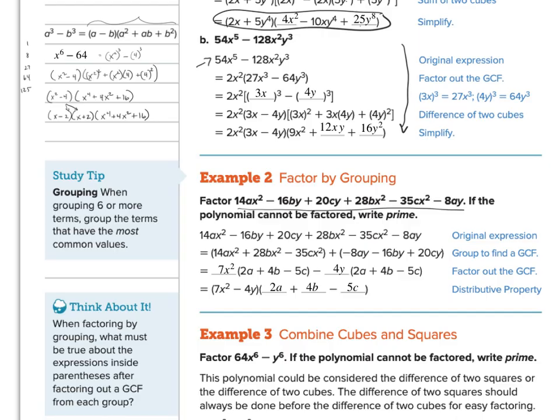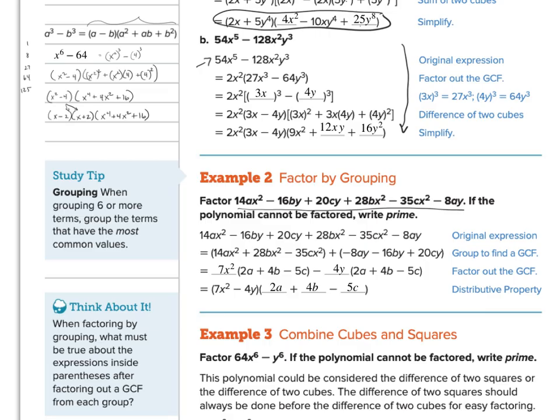And in doing so, they were able to factor out a greatest common factor of 7x squared for here, leaving behind 2a plus 4b minus 5c. And then here they were able to factor out, it just so happens we can get to the same element, right? We can get 2a plus 4b minus 5c if we were to factor out a negative 4y. So that allowed us to do that. So then we group, we have 7x squared minus 4y times the 2a plus 4b minus 5c. So that is your factoring by grouping.